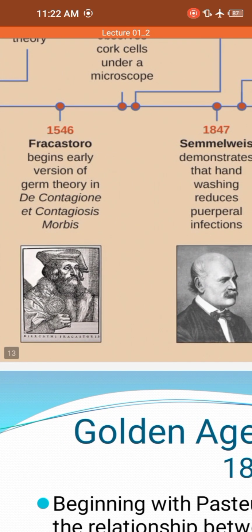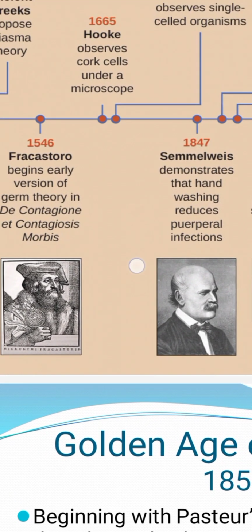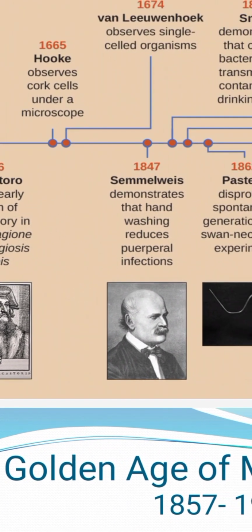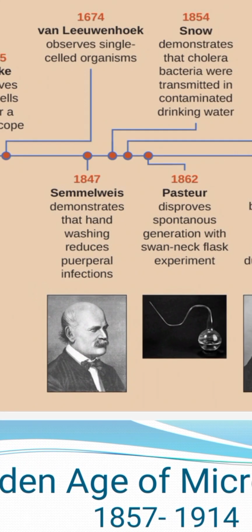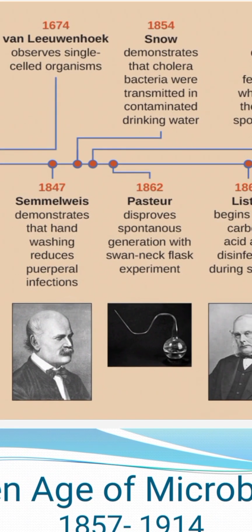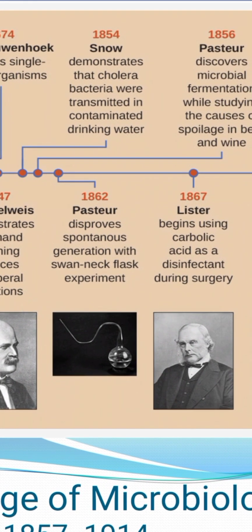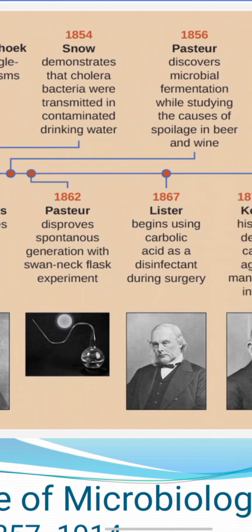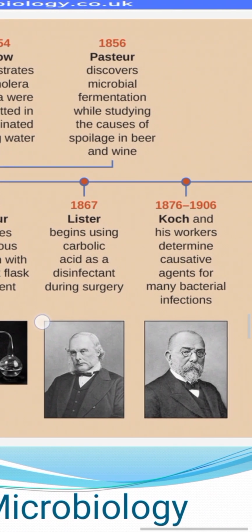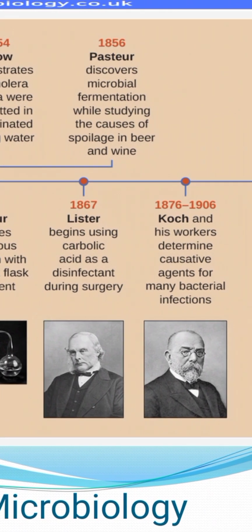Then the other explained washing reduces infection. And the last question, generation of swan neck flask experiments. Lister, the disinfectant was introduced by Lister. Now the progress went on till 1906. Koch and his workers determined causative agents for many bacterial infections. The medicines or the surgical methods were introduced soon after 1906.